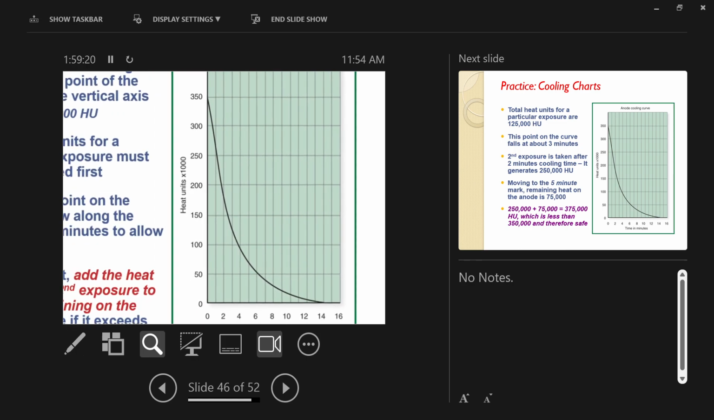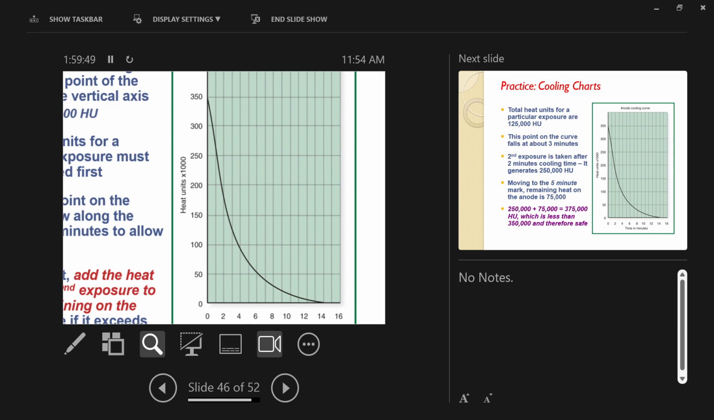I'm going to find 2 minutes on the horizontal axis and follow that up until it meets that black line. That's right in the middle between 150 and 200,000 heat units, say 175,000 heat units, okay? I've cooled down about halfway now. So as long as I make an exposure that does not bring me back to exceeding above 350,000 heat units, I can make that exposure, okay?